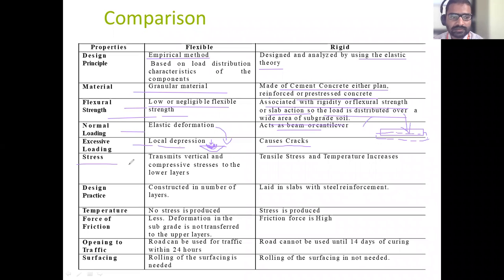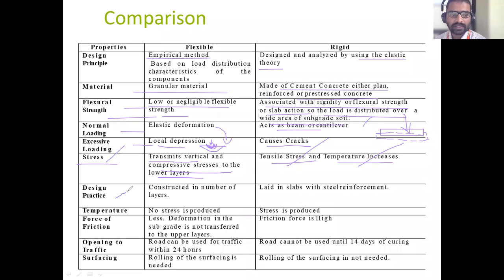Stress transmits vertically and compresses stresses to the lower layers. So whatever stress is coming in here, it is transmitted to the lower layers. And here, tensile stresses and temperature stresses increase. As the stress increases, tensile stresses increase and temperature stresses increase.